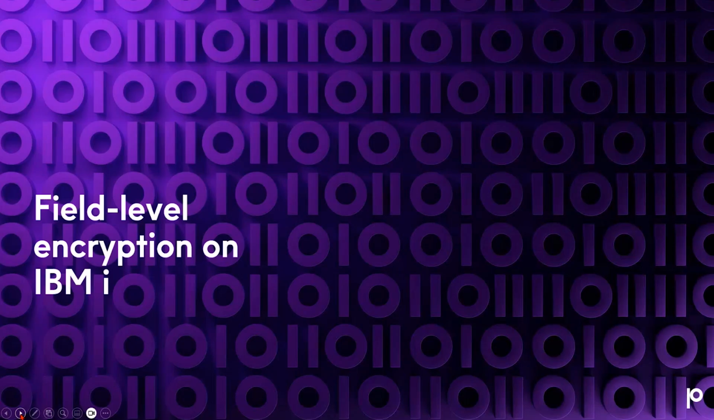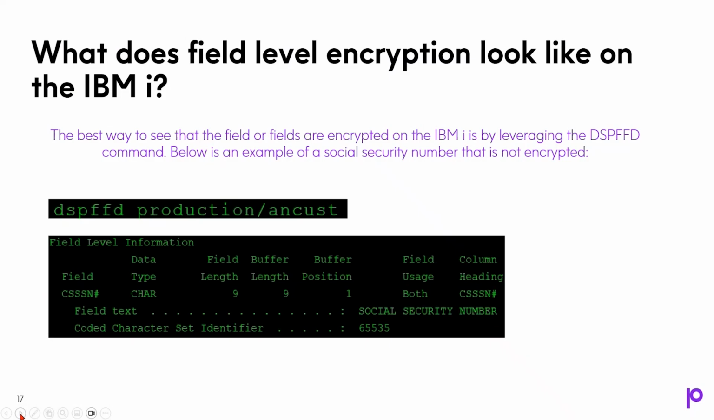So let's talk about field level encryption on the IBM i a little bit deeper. Next slide, please. So what does it look like on the IBM i? If you're a database administrator or a developer, you're probably pretty familiar with the display file field description command. This is an example of me doing a display file field description on a file called ancust, in a library production. And again, this is on the green screen, you see your normal typical things: your field name, data type, the length, column heading, text, and then CCS ID. Okay, nothing special there. Next slide, please.